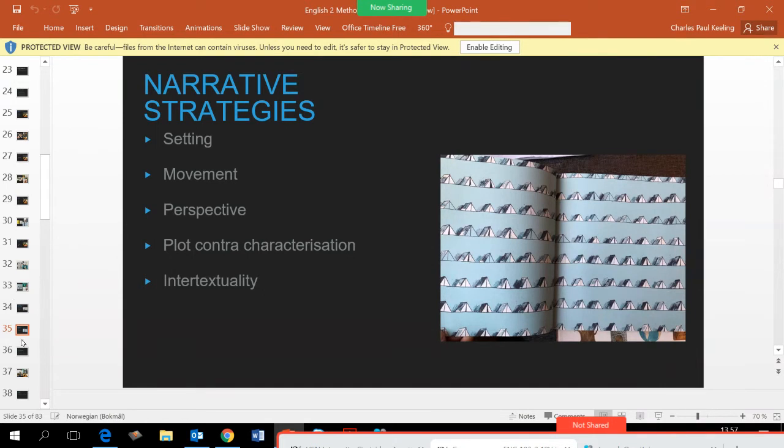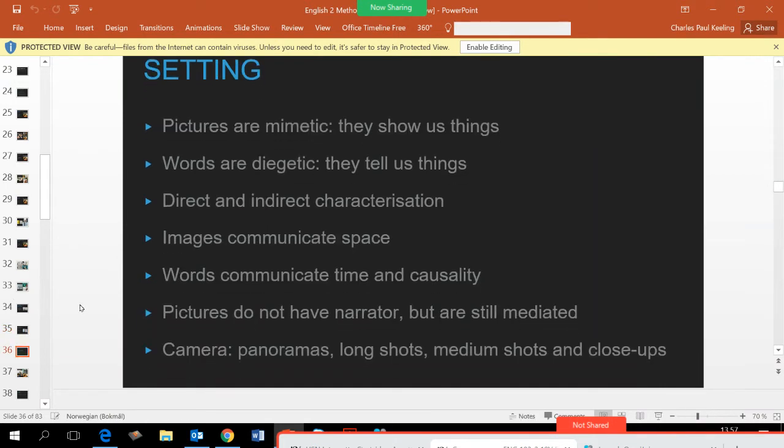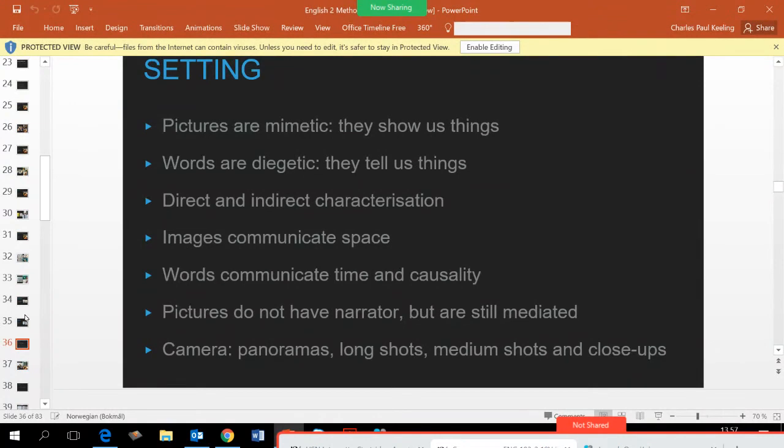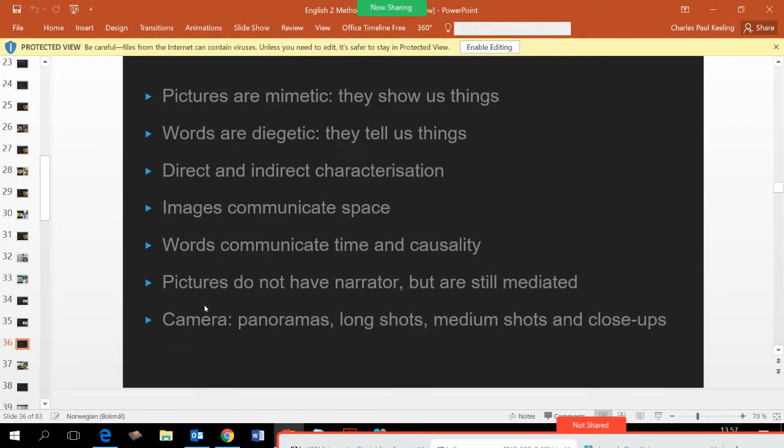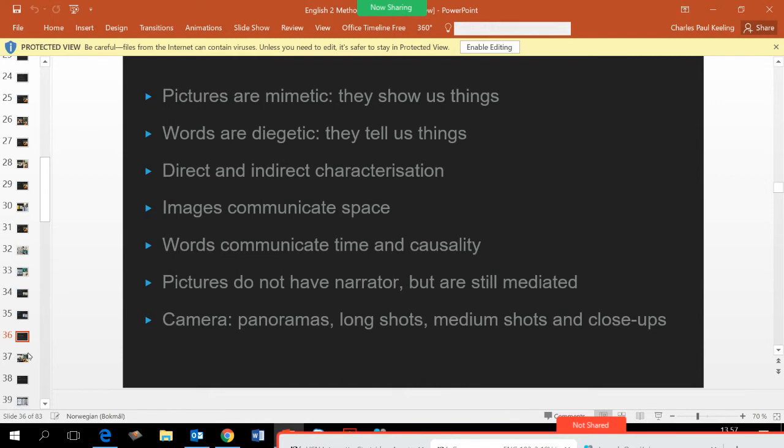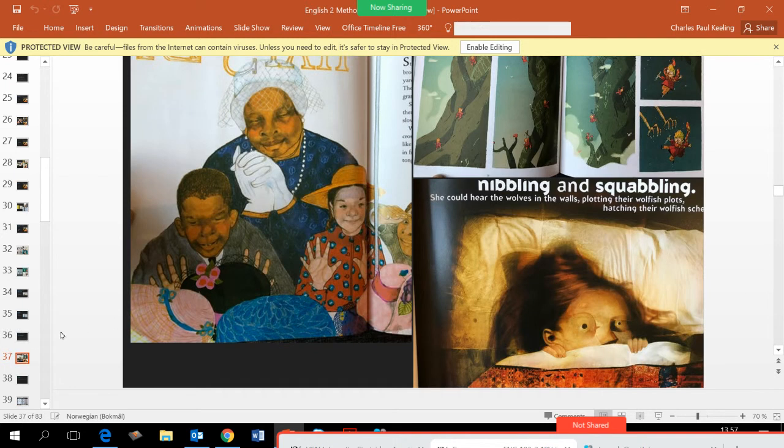We've already dealt with on the other side as well. So we looked at pictures being mimetic, mimesis versus diegesis, that words tell us things, that there was a link to direct and indirect characterization, as in the words are diegetic and they're narrated, they're told to us, whereas the pictures are indirect characterization. And issues of how pictures and cameras and perspective can somehow play together.